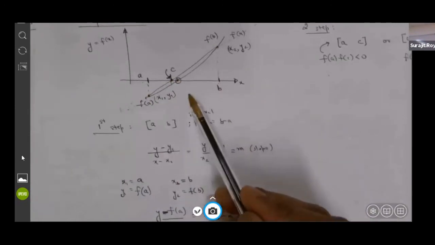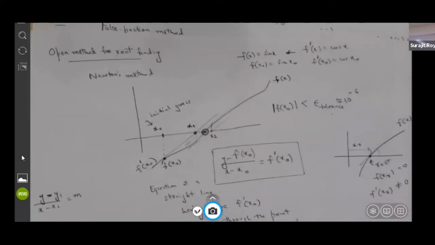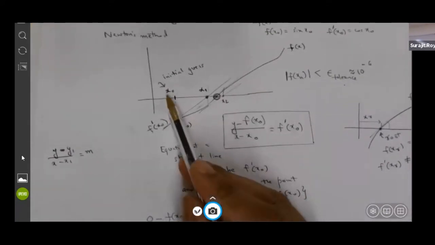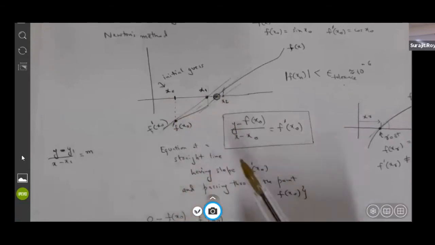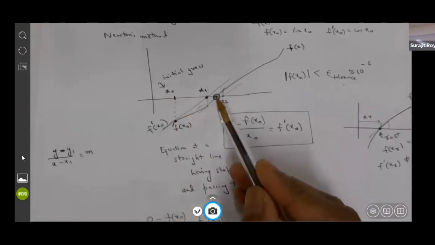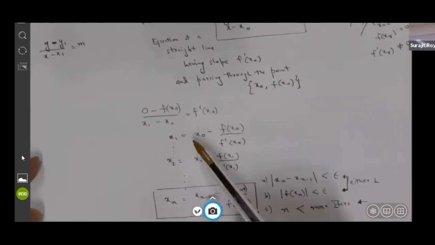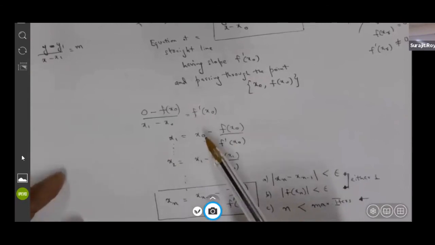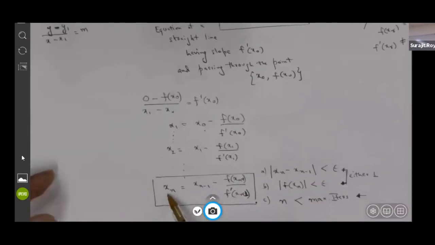So that's how the bracketing methods work. When we were doing the Newton method, you remember that for the Newton method, we need only one starting point, one initial guess. From that initial guess, we reach towards our actual root using this algorithm, where I found that x1 is dependent on the first guess, then x2 will be dependent on the previous estimate of x, and so on and so forth. That's how I'm basically reaching my x, the nth value of x.